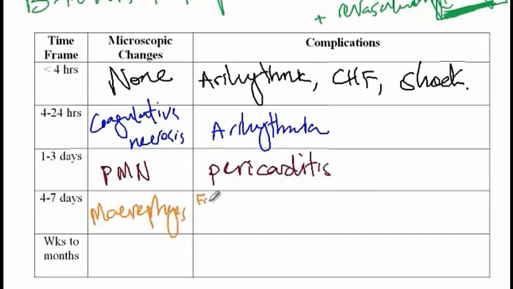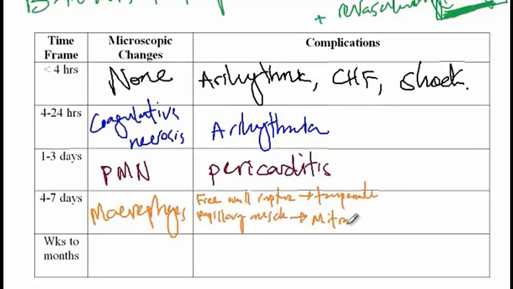In 4 to 7 days, macrophages will come to the site, and since they would destroy the cellular structures, they may cause free wall rupture, as a consequence of which it can cause tamponade. It can cause rupture of the papillary muscle, which will lead to mitral insufficiency. It can cause a ventricular aneurysm, and finally it can also cause interventricular septum rupture, as a consequence of which there would be shunting of blood from the left side of the heart to the right heart.